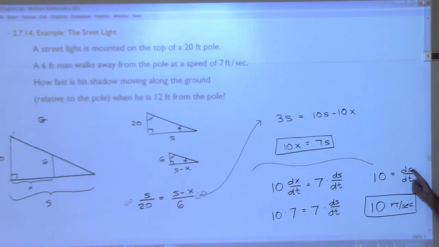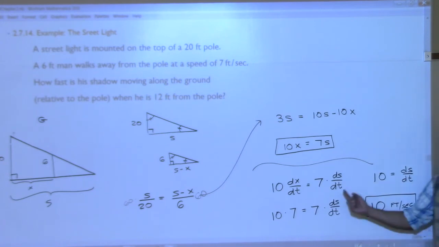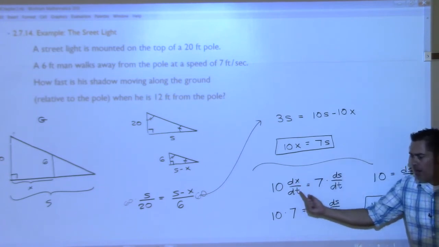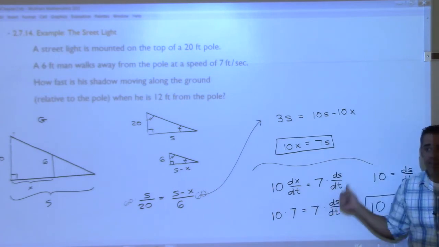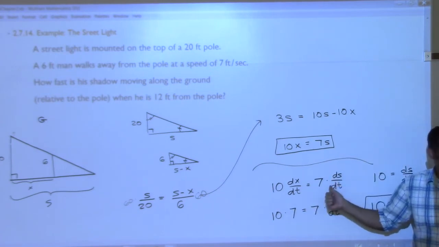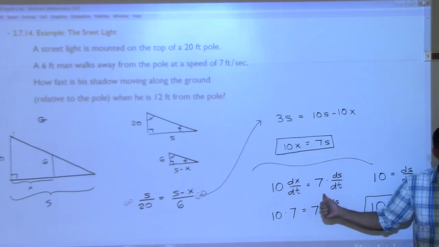Look at this. The rate at which it's changing. I think it's more important to look at it. Yeah, you can look at it right here. Notice that the rate at which S is changing with respect to time has nothing to do with where he is. Do you see in this equation right here? We know this, right? We want to know this. Nowhere in here did we need to know where he was actually positioned.